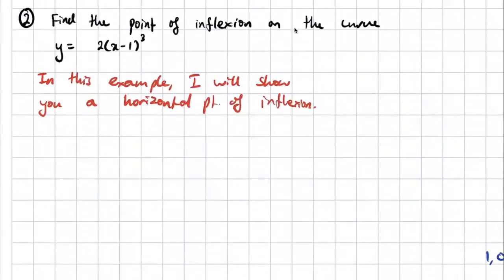Alrighty, so let's get stuck into the particular question. We're going to follow the exact same steps as before, and again, I'll keep the same scaffold so that you can follow along easily. Remember, the point of inflection occurs when the second derivative is equal to 0. So step 1, we're going to differentiate.